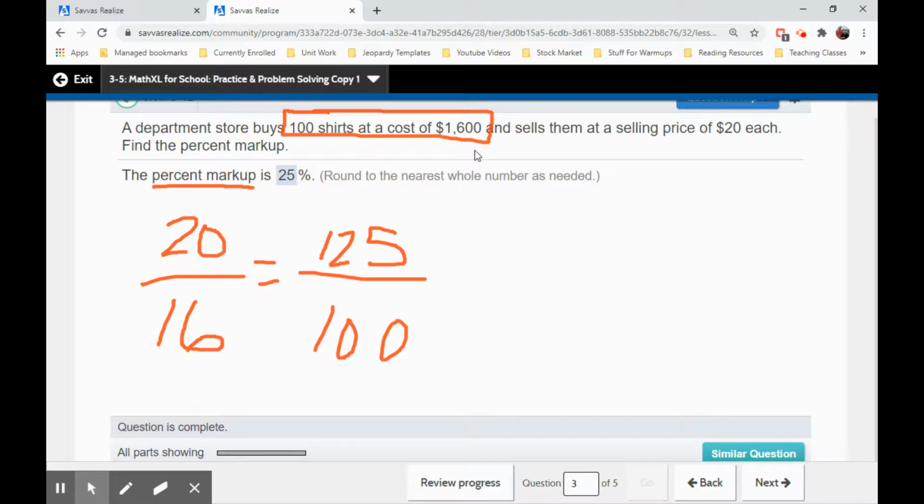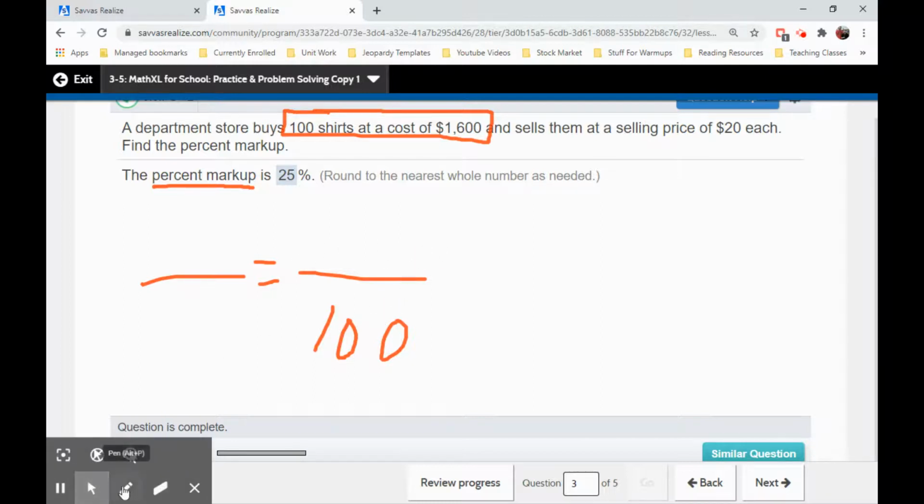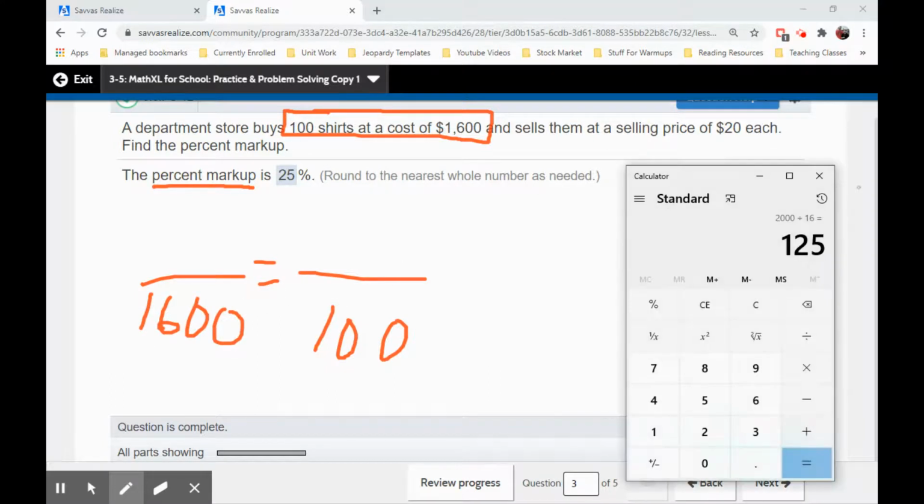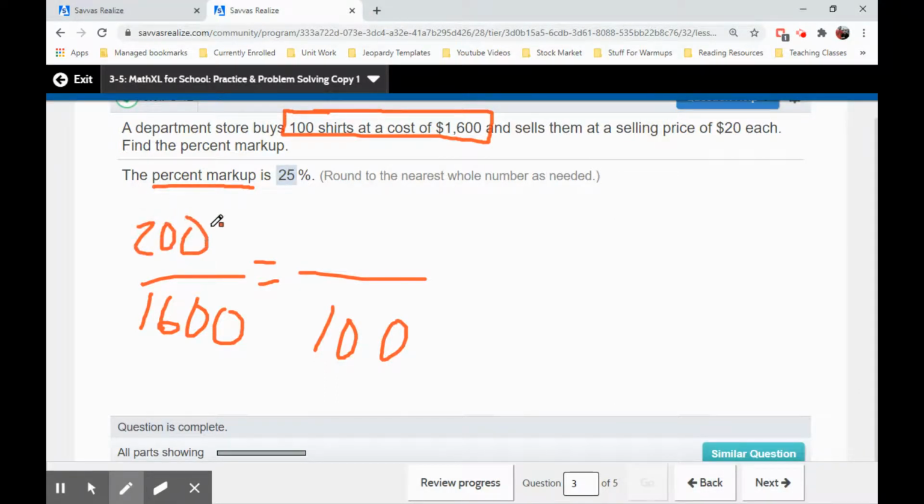This step right here, finding the unit rate, you can also skip if you chose instead to figure out what their cost was if they sold all the shirts. If they paid $1,600 for all the shirts and they sold all 100 shirts for $20, so 100 shirts times $20, they would get $2,000. Okay, if we cross multiply and divide this, we get the same thing. We get 125, which tells us again our markup is 25%.